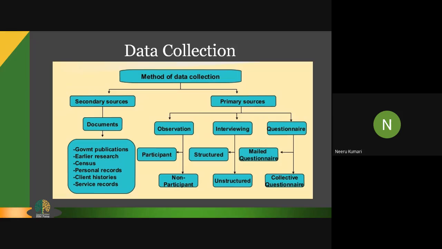Could you all understand the difference between participant and non-participant? A participant is where you are giving your 100% effort. Say, for example, when you are in a competition, how many of you participated in the annual day function? When you are participating in the function, you are a part of it. So you are a participant, and you observe each and everything.